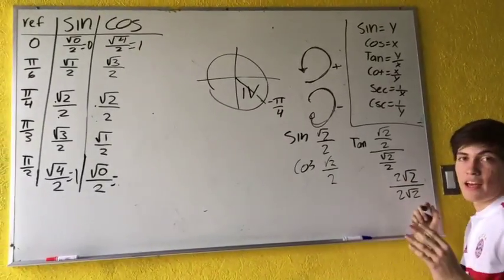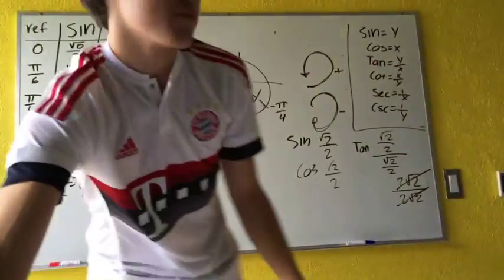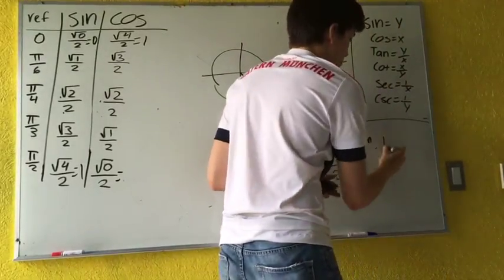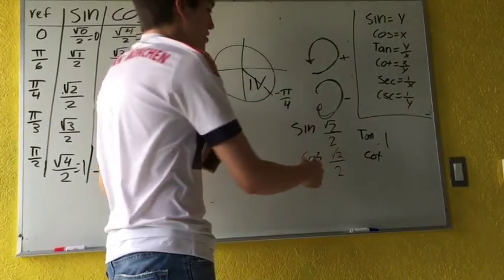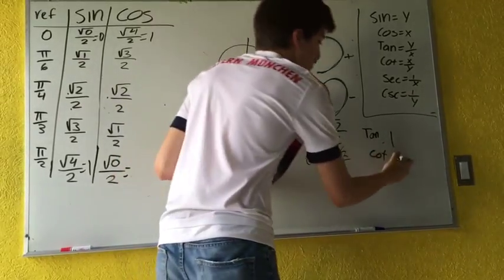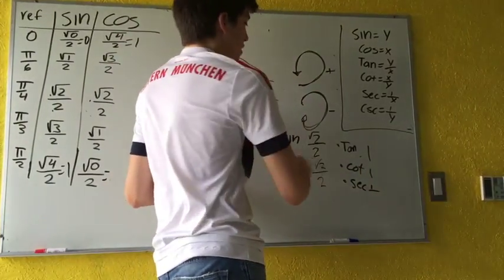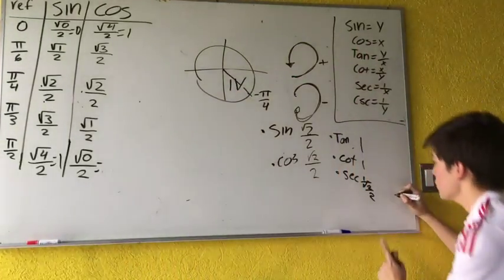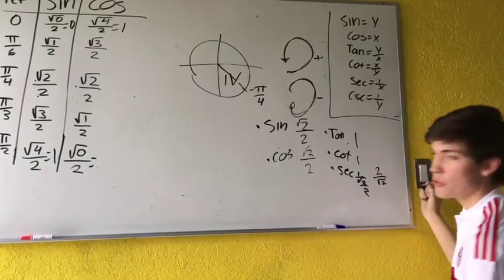Yes? And as you know, this is equal to 1. So tangent is gonna be 1. And cotangent is the same, because cotangent is root square of 2 over 2 divided by the sine, so it's gonna be 1. Well, so secant is gonna be 1 over the cosine, root square of 2 over 2. This is gonna be 2 over root square of 2.